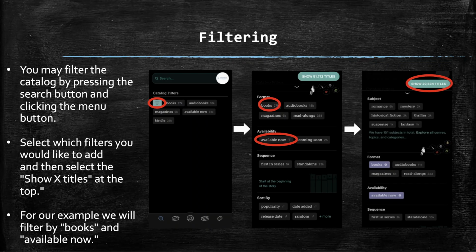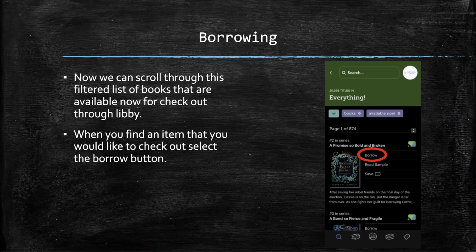Filtering. You may filter the catalog by pressing the search button and clicking the menu button. Select which filters you would like to add and then select the Show X titles at the top right. For our example, we filtered by books and available now. Now we can scroll through this filtered list of books that are available now for checkout through Libby.